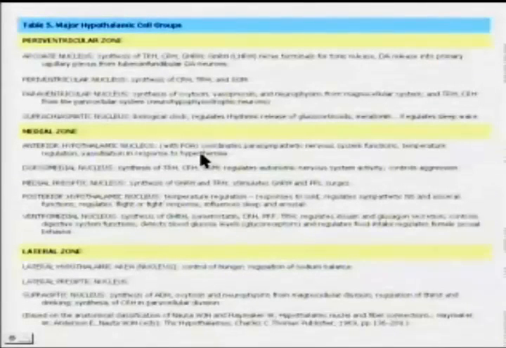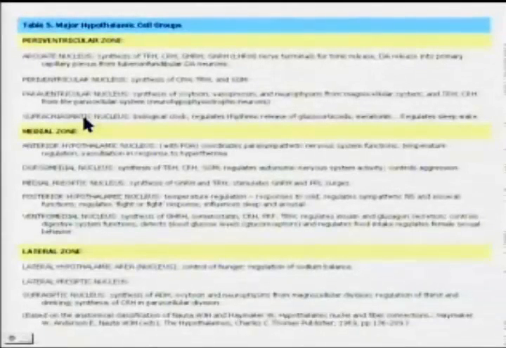It's kind of frustrating. Okay, so let's read through this list of major hypothalamic cell groups based upon the zones. There's the periventricular zone, the medial zone, and the lateral zone, as we said. The nuclei within the periventricular zone include the arcuate nucleus, the periventricular nucleus, the paraventricular nucleus, and the suprachiasmatic nucleus that we won't have a chance to see.